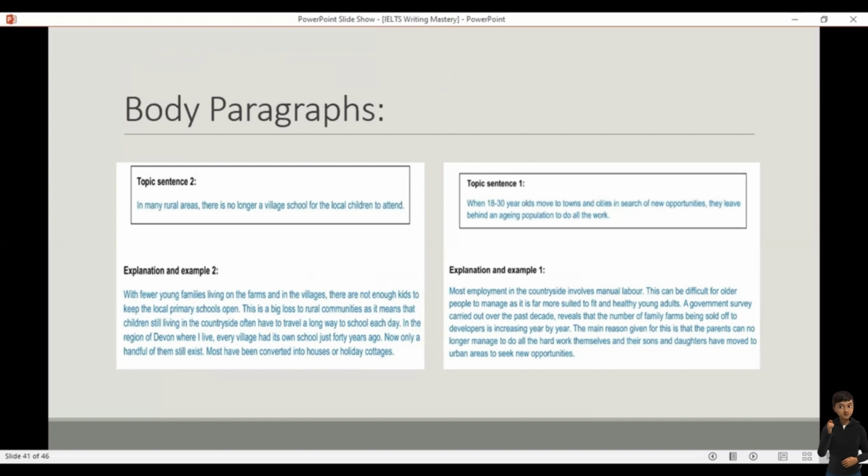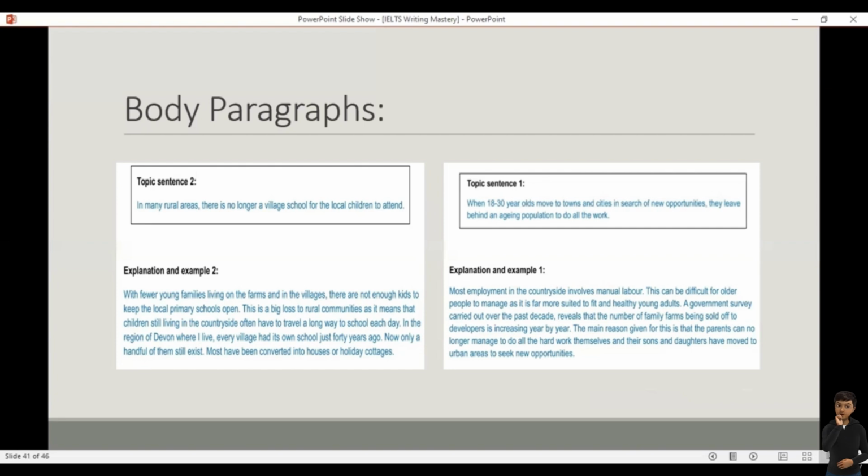For topic sentence 1, when the 18 to 30 years old move into towns and cities in search of new opportunity, they will leave behind an aging population to do all the work. And now I'm going to explain this idea further and provide an example. Most employment in the countryside involves manual labor. This can be difficult for older people to manage as it is far more suited to fit and healthy young adults. A government survey carried out over the past decades reveals that the number of family farms being sold off to developers is increasing year by year. The main reason given for this is that the parents can no longer manage to do all the hard work themselves, and their sons and daughters have moved to urban areas to seek new opportunities.